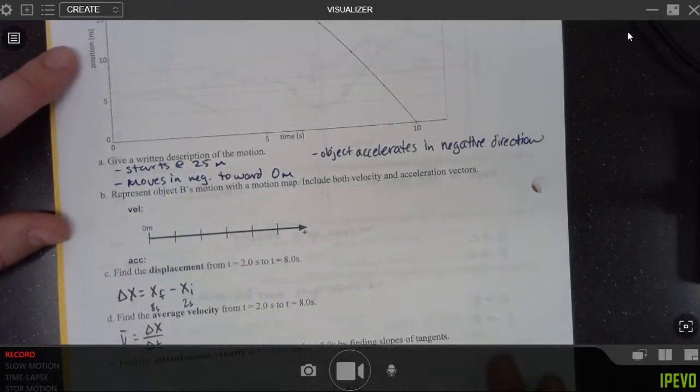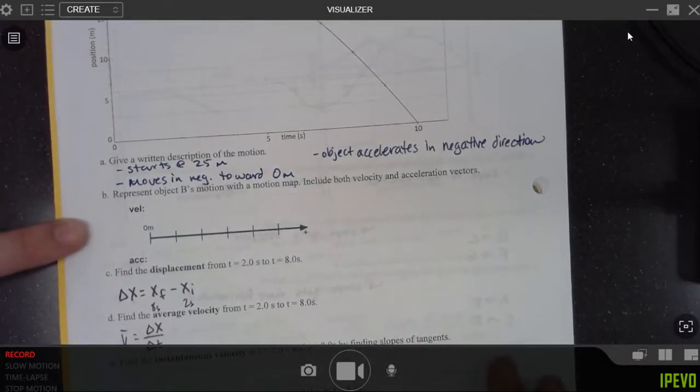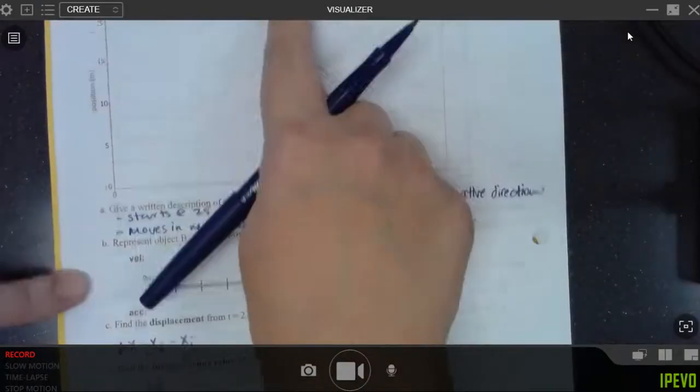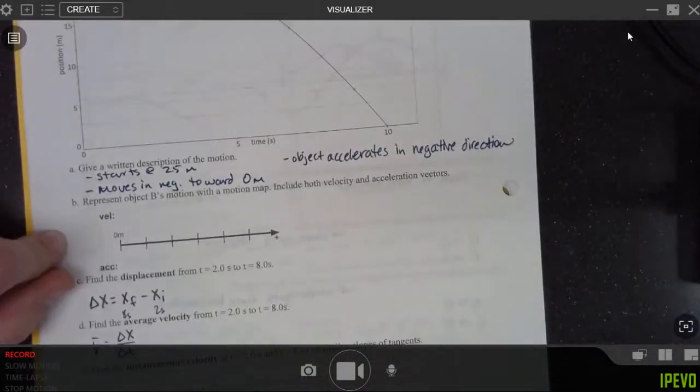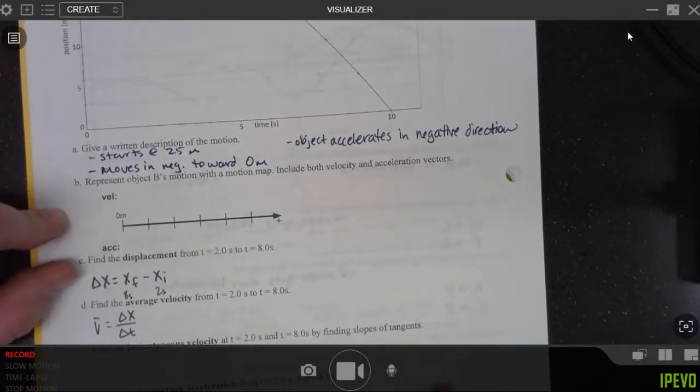This is represent object B's motion. So this is object B. It says up on our graph, object B. Represent object B's motion with a motion map. Include both velocity and acceleration vectors.